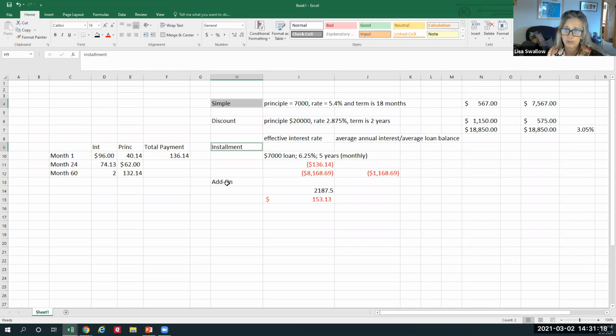Okay, consumer loans. Now, the next question is, do we always... say that I've got 20 grand. Which one was 20 grand? Let's not use that one. Let's use this one. I've got $7,000 sitting in my bank account, and I want this 10-year-old SUV.